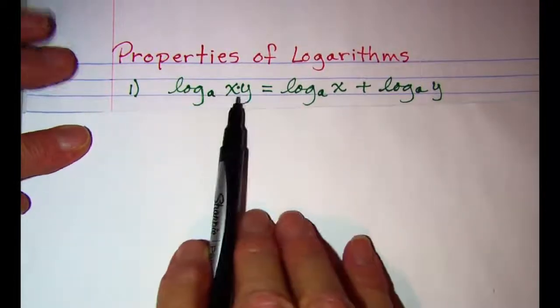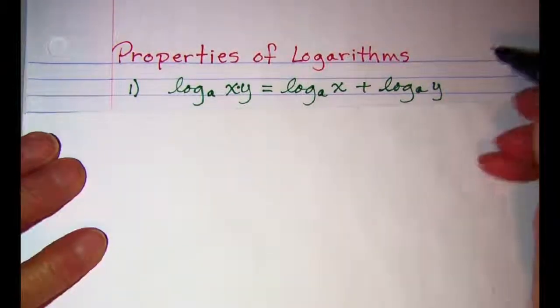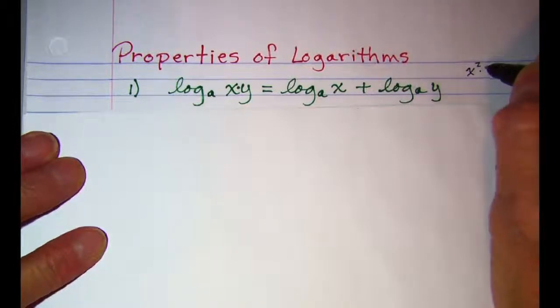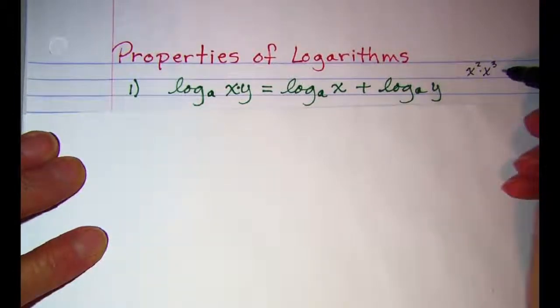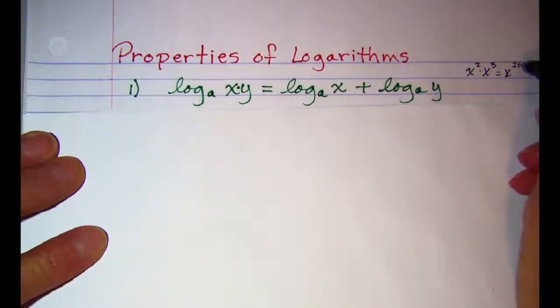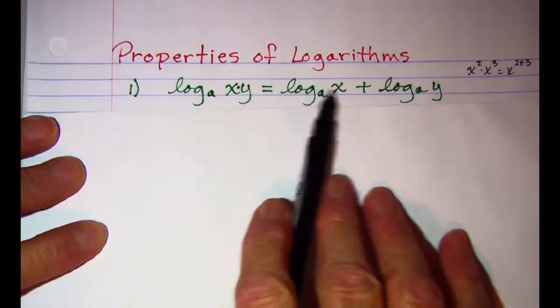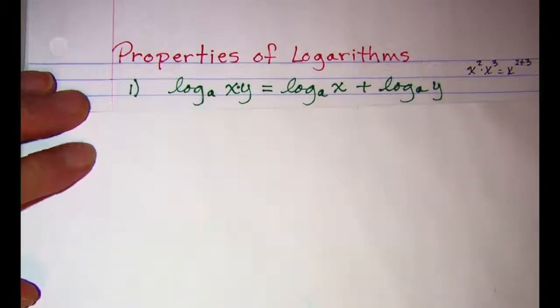Now, if you can remember that a logarithm is an exponent, it may help you remember. For example, if we have x squared times x cubed, we add these exponents. So this would be x to the 2 plus 3. So the log of a product is equal to the sum of the individual logarithms of the factors.